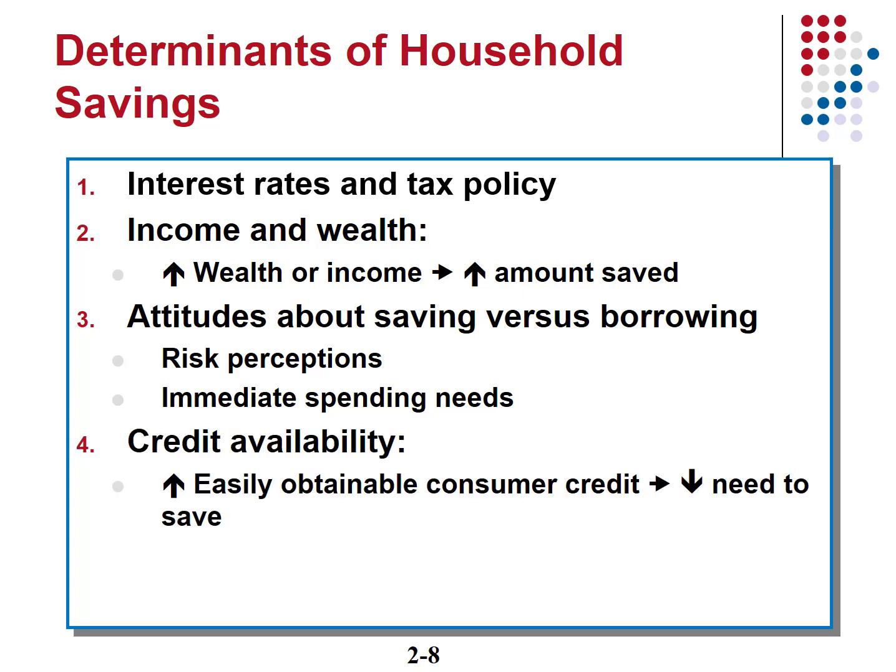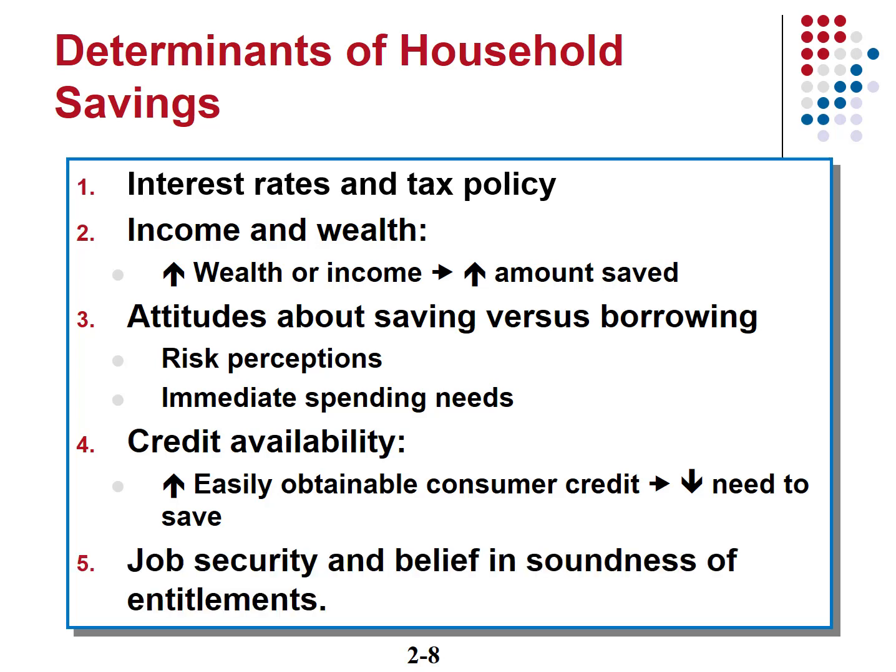Credit availability. If low-cost consumer credit is easily available, it decreases the need to save. Why save for a new big screen TV when Best Buy will finance it for you right now? Job security and soundness of resources. If you don't feel like your job is secure, you may be reluctant to borrow.